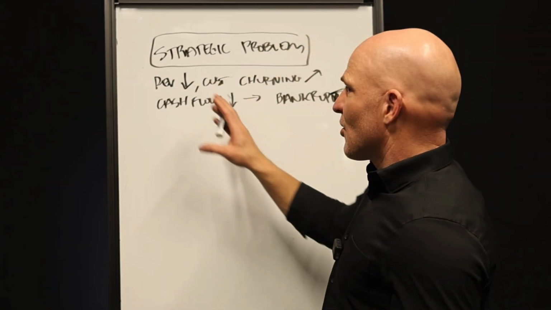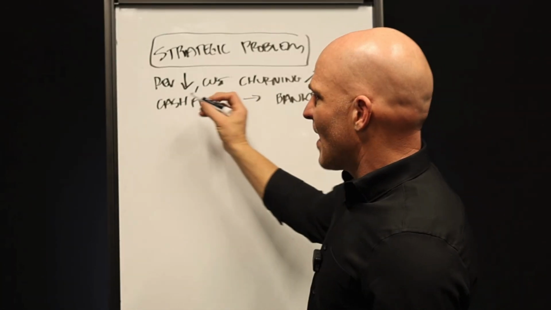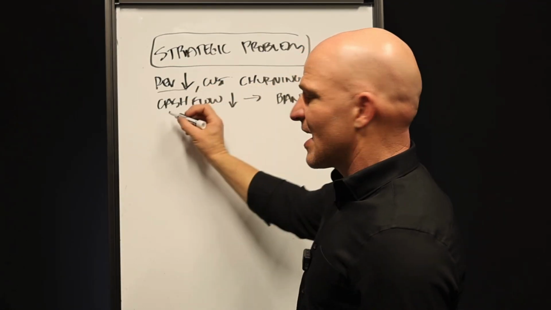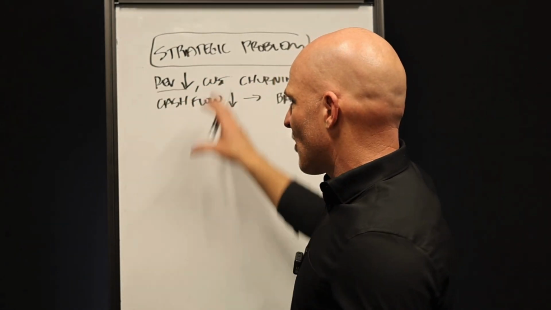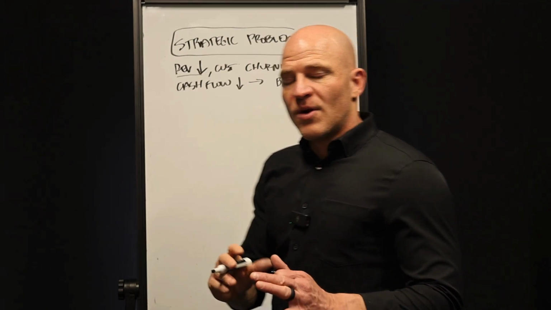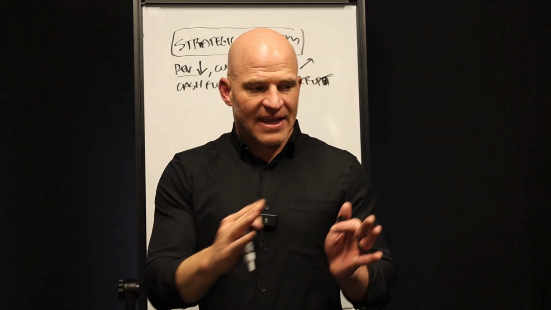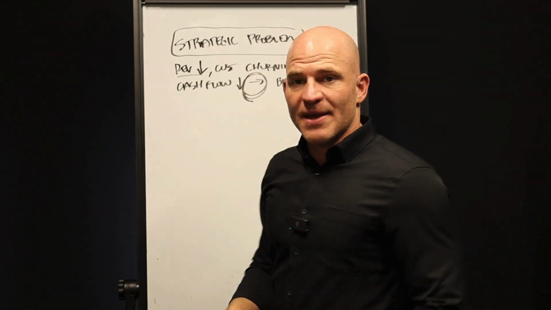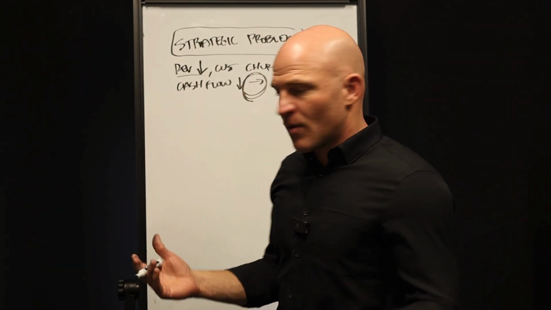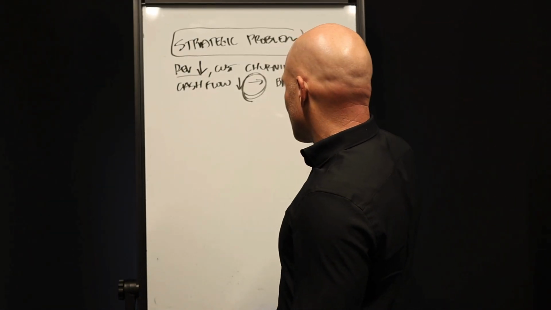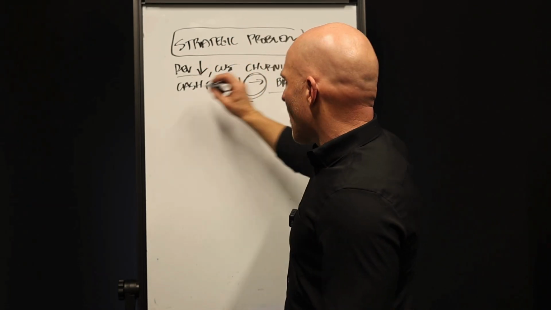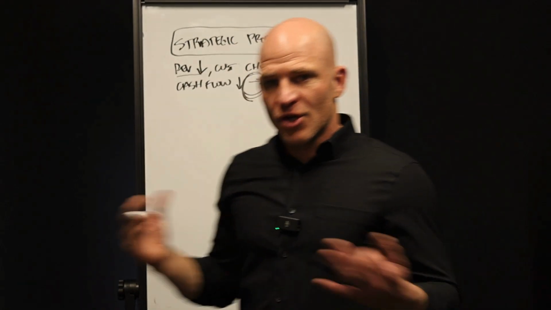So you'll notice here with the strategic problem statement, you have the problem: revenue's dropping, customers are churning, and cash flow is decreasing. All these are related. Now, you don't want to just list the problem. You want to say, this is what's happening, and if we don't do anything about it, what is the outcome? What is the consequence? That makes a really clear strategic problem statement. Here's our problem. If we don't act, we're going to go bankrupt.